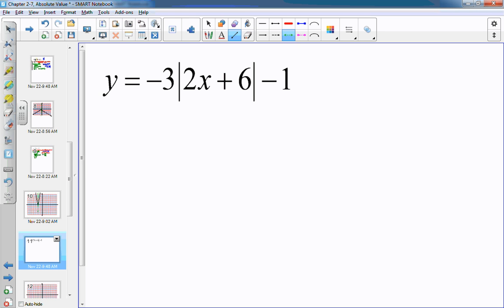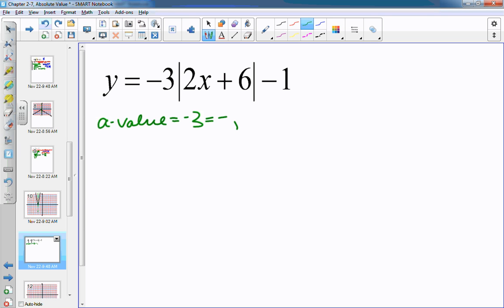y is equal to -3 times the absolute value of 2x plus 6, minus 1. Okay, talk to me. What's the first thing we find? A value. And what is my A value? Okay, my A value is -3. So if my A value is -3, what does that tell me? It's negative. It becomes a mountain now because it's going to be opening which direction?